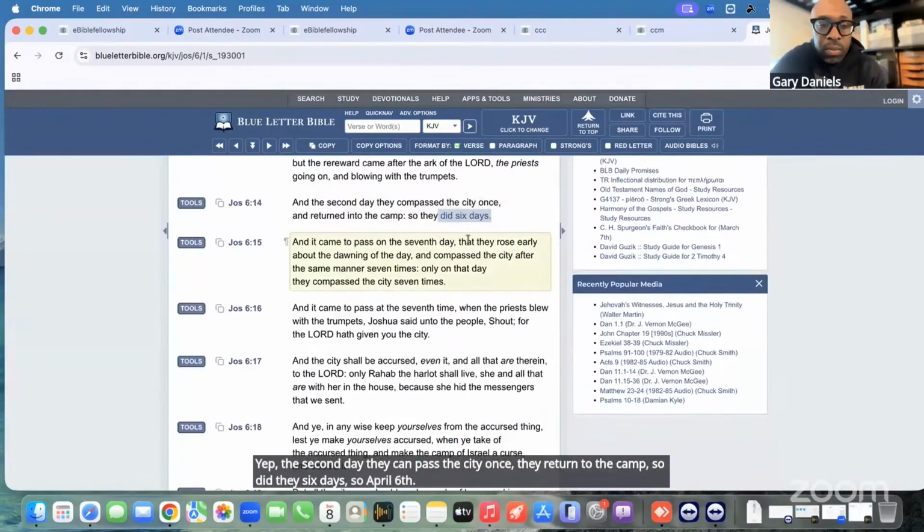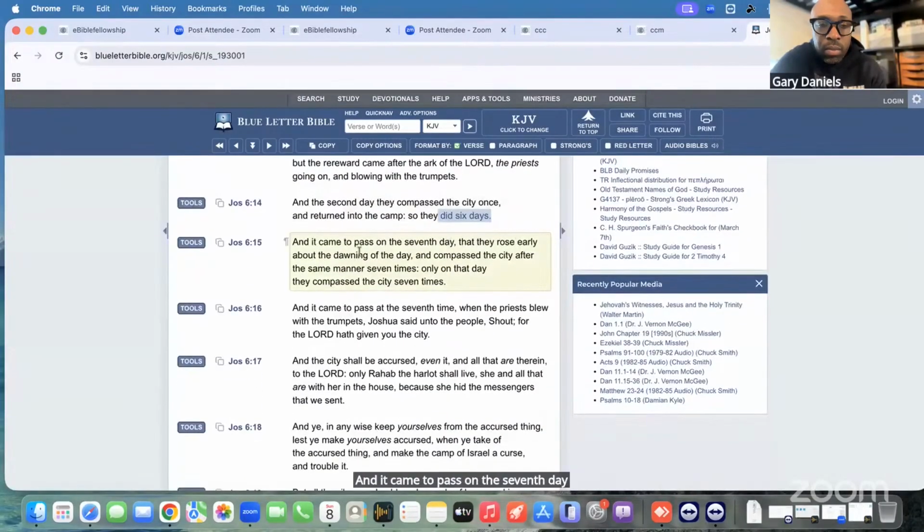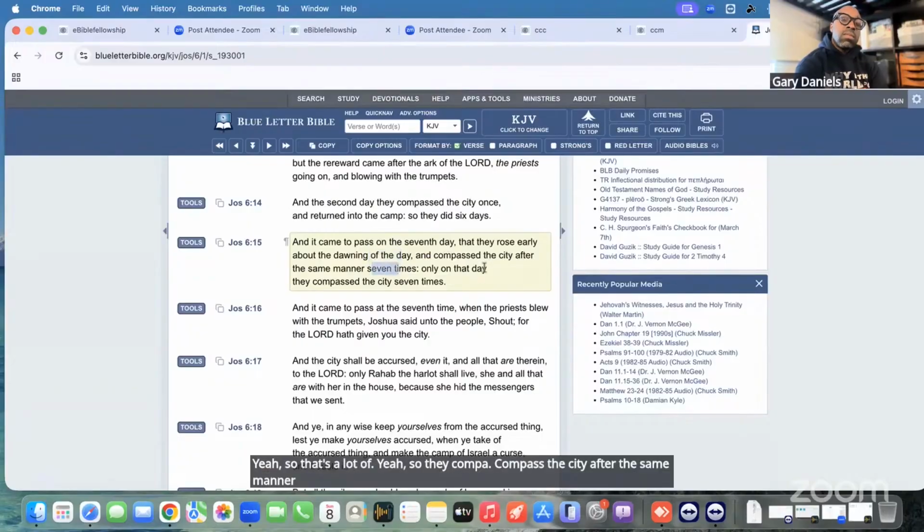And it came to pass on the seventh day that they rose early about the dawning of the day. So they're getting right to work, as soon as the day starts, because they had to do it 7 times. So they compass the city after the same manner 7 times. Only on that day, they compassed the city 7 times.